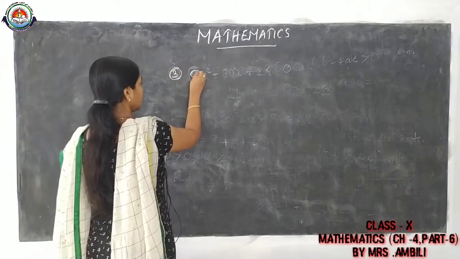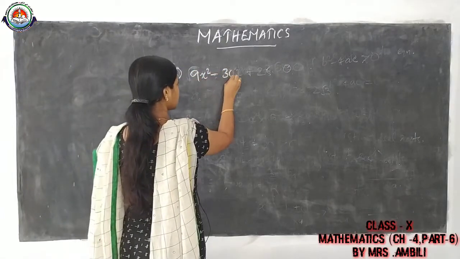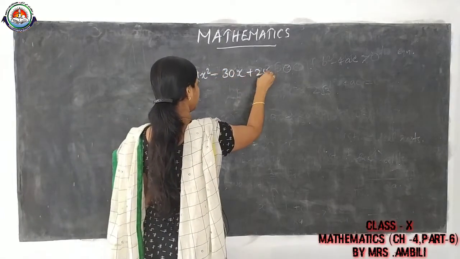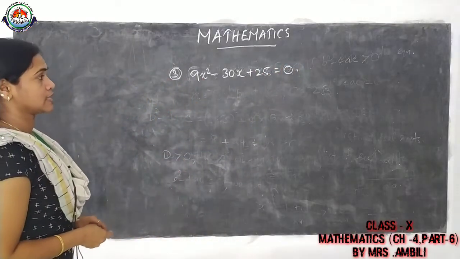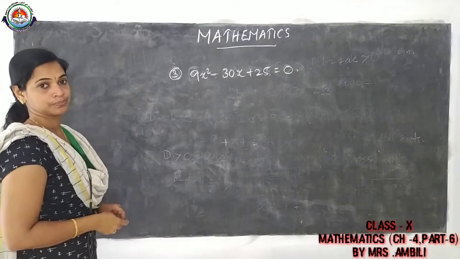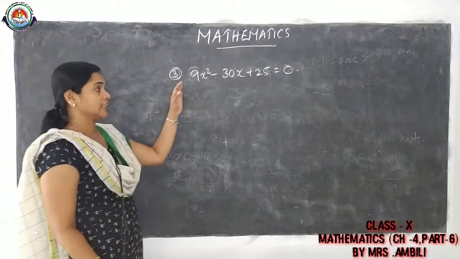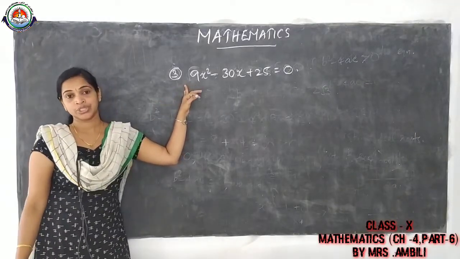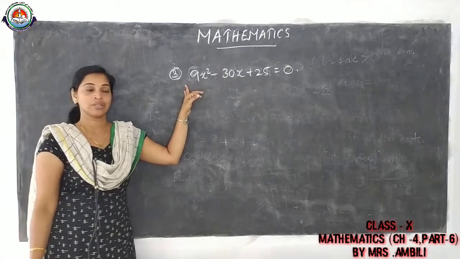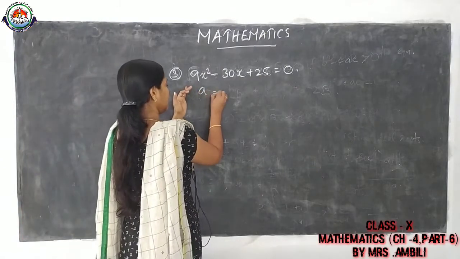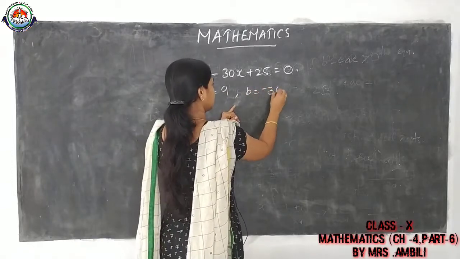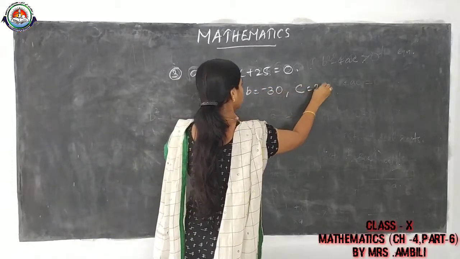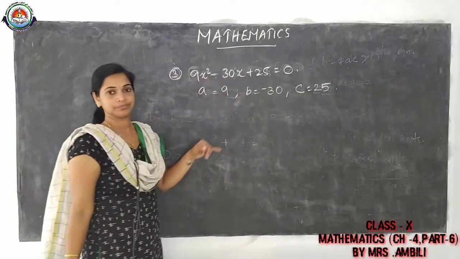Write the third question. 9x square minus 30x plus 25 equal to 0. So compare the given equation with the quadratic equation ax square plus bx plus c equal to 0. What is the value of a? a equal to 9, b equal to minus 30, c equal to 25.